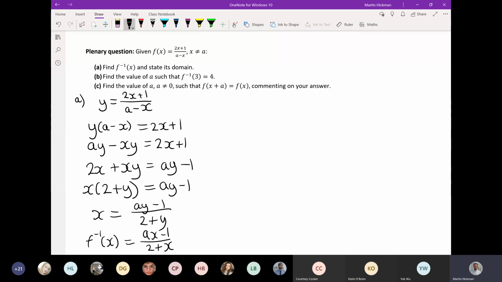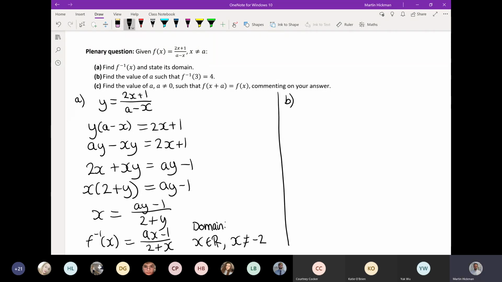We need to state the domain of this. So for the domain of this, x can be any real number with the exception of -2, because then you'd have 0 on the bottom of that denominator, which would be undefined.